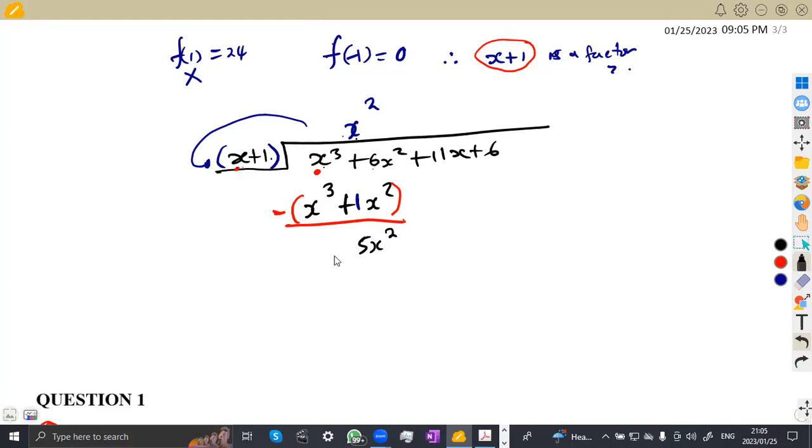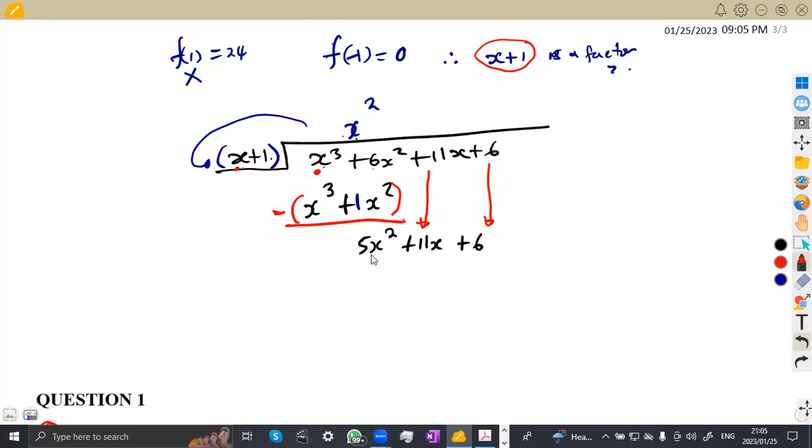You have done this process of subtracting. Then you drop all the other remaining expressions. We've got 11x, we've got 6, so we're going to drop this down. So this is going to be plus 11x plus 6. You do the same again. After you've dropped this, you do the same back to that division.